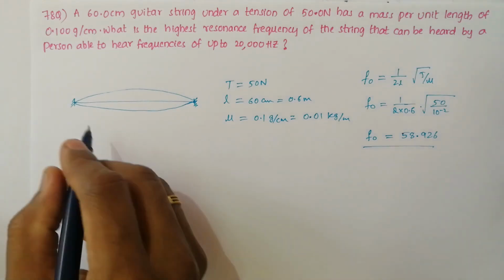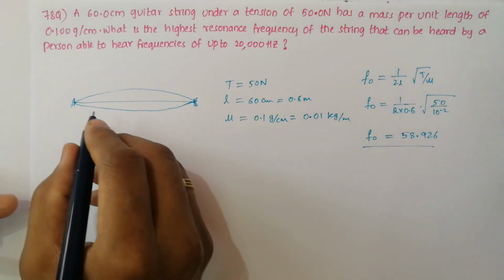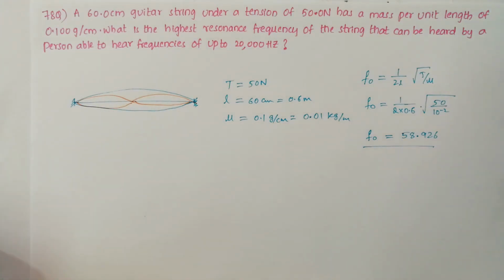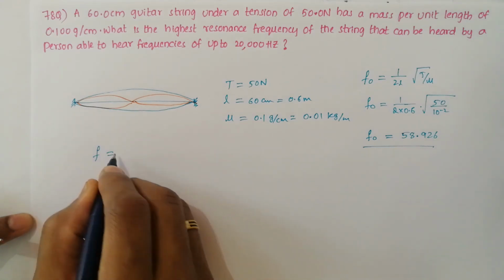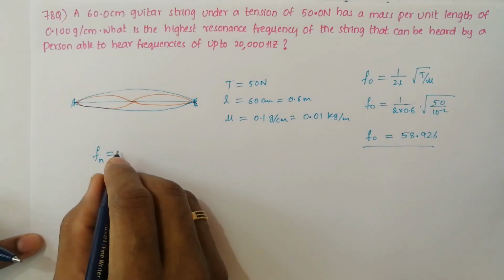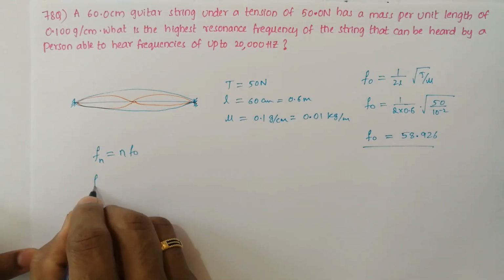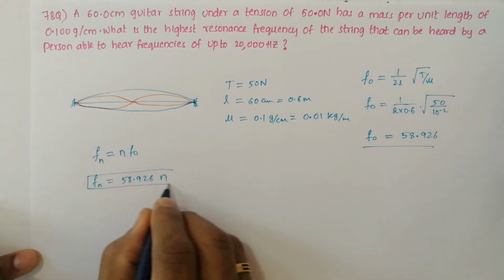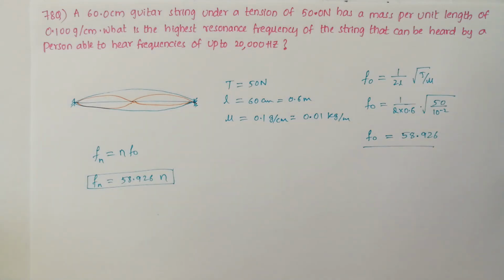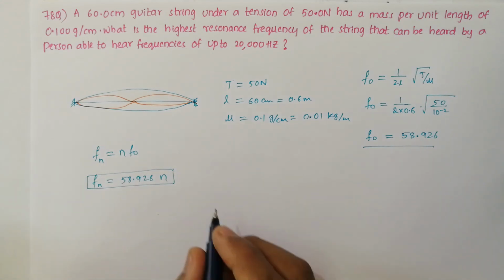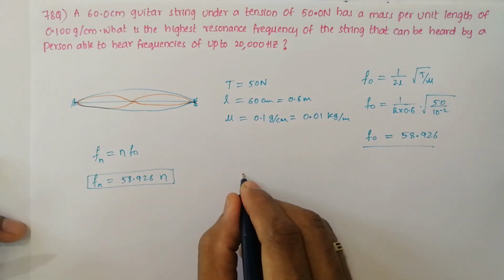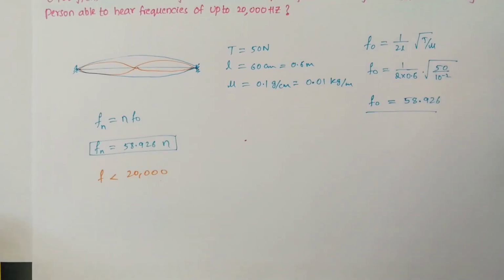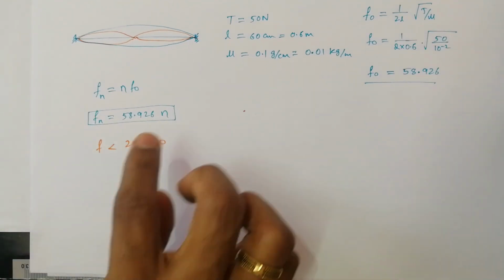Now all the harmonics, meaning the next possible frequencies, will be multiples of this F0. Let us say the nth harmonic will be n times F0. So the frequencies possible are 58.926 into n, where n is 1, 2, 3, 4 and so on. Now he is talking about audible sound, meaning F should be less than 20,000. Let us check what is the maximum value of n for which F will be less than 20,000.